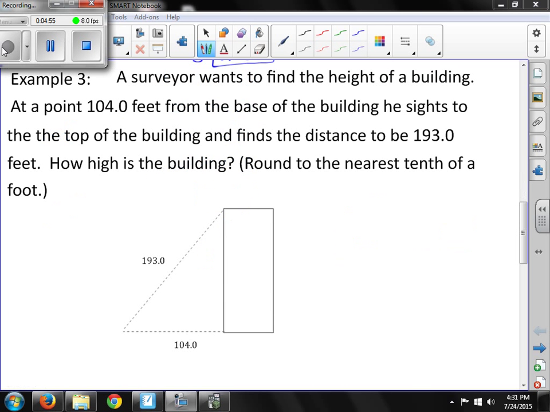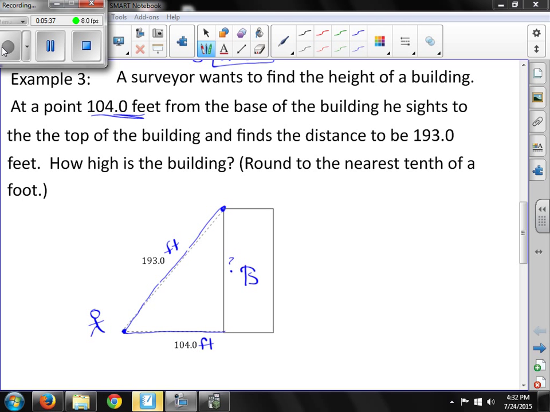A surveyor wants to find the height of the building. At a point 104 feet from the base of the building, the surveyor must be here. 104 feet away from the base of the building, here's the building. He sights to the top of the building and finds that distance, the distance to the top of the building, to be 193 feet. This is 104 feet. And we're wanting to know how tall is the building. This is what we're wanting to know. Right here. How tall is the building?